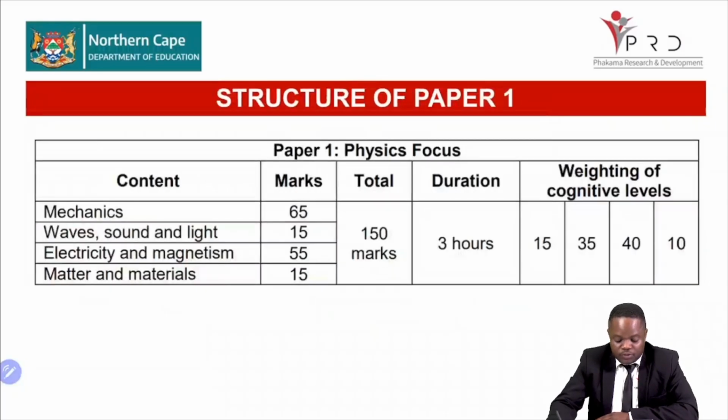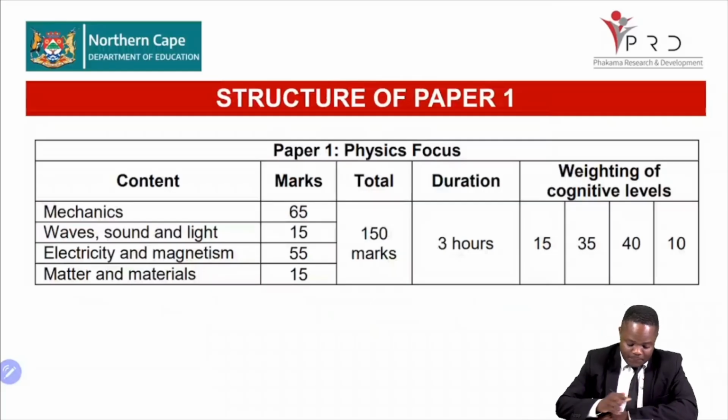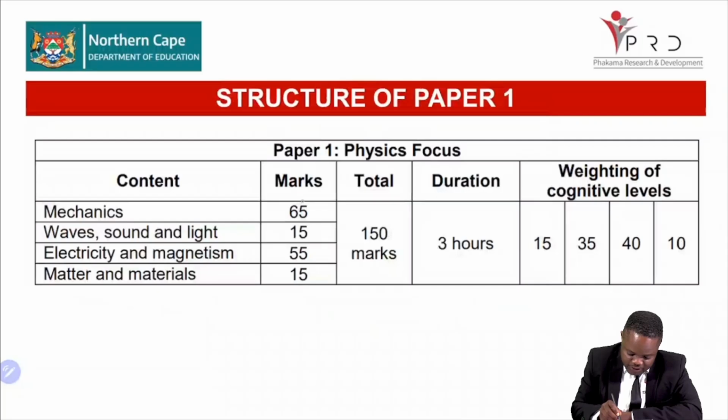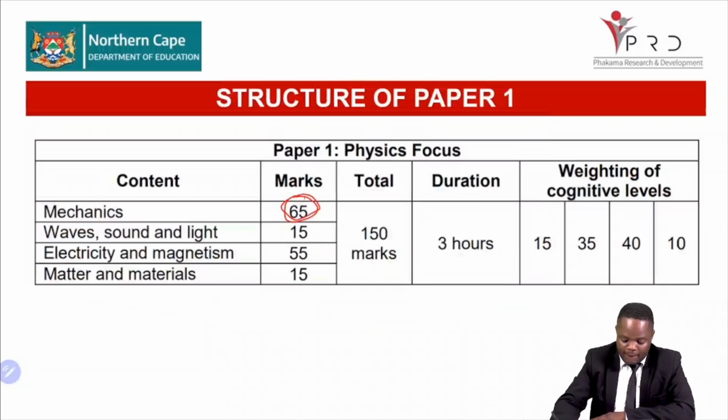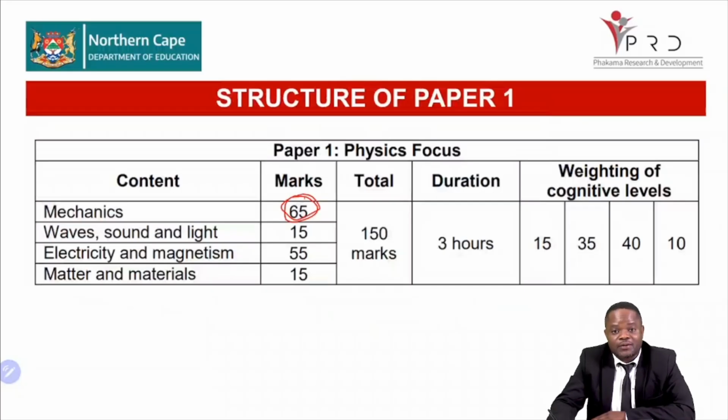Right. So looking at the structure of our paper one, remember we are talking about our mechanics section. This is our focus. You can see the mechanics section carries a lot of marks, that is 65 marks. And our section on work, energy, and power is part of our mechanics section, right? That is question 5 of our section B. Question 5 of our paper one, and we know that our paper one lasts 3 hours.